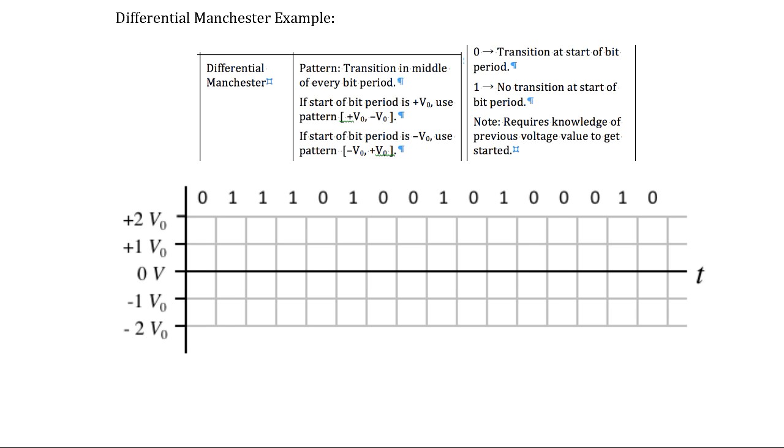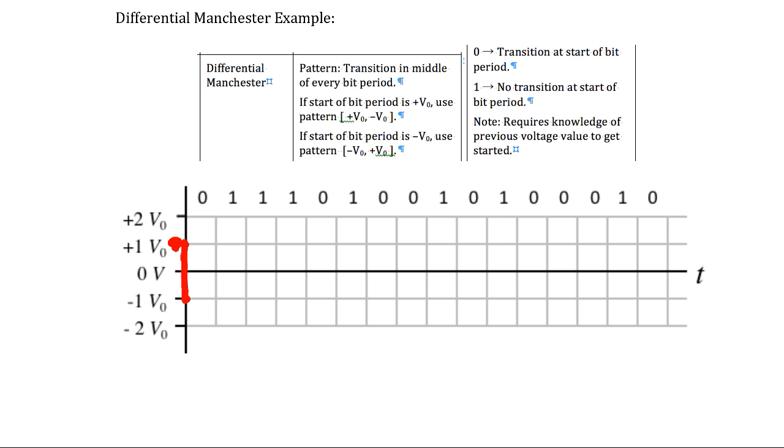And here's what we have. 0 gives a transition at the start of the bit period. 1 gives no transition. And this requires the knowledge of the previous voltage level to get us started. And I'm going to assume that the previous voltage level was a plus. And so the 0 gives me a transition at the beginning, from plus down to minus.